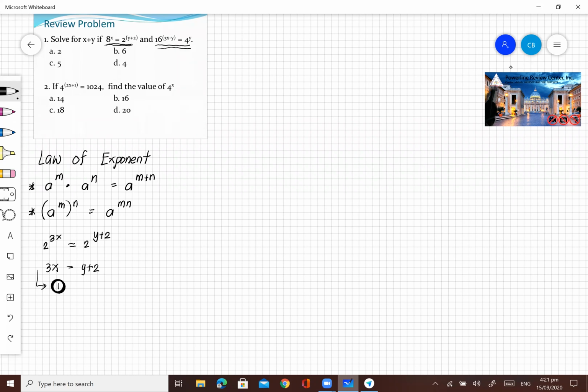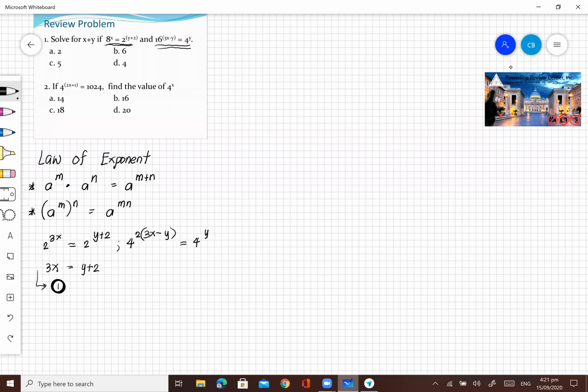So pwede nating sabihin ngayon, 16, it is also what? 4 squared. Exponent raised to exponent. So multiply na lang natin yung original exponent niya na 3x minus y. Okay? Which is equal sa right side na 4 raised to y. So again, you have noticed, we have found out that bases are equal. So again, para maging identity equation yan, exponent should be equal.